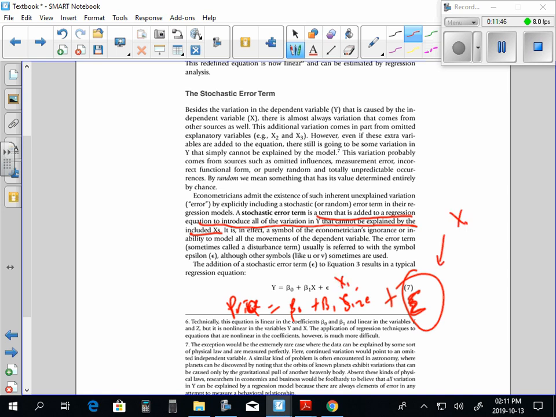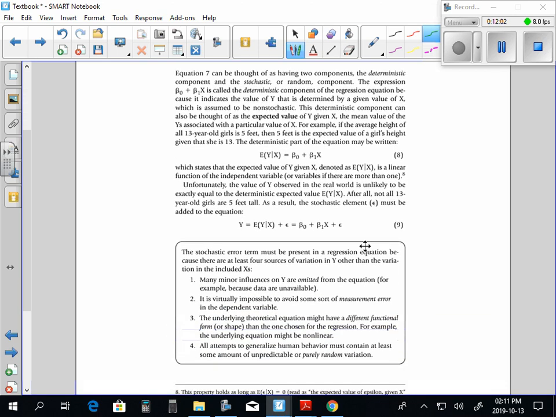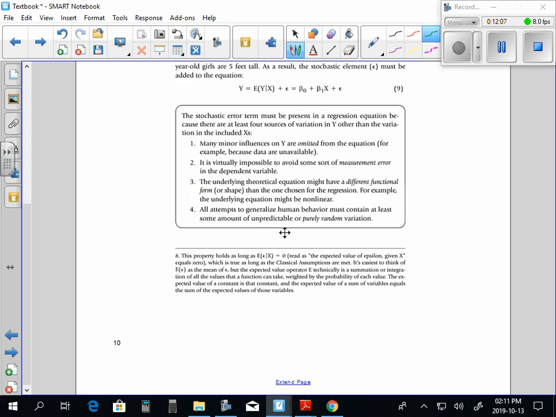This would be x1, x2, x3, x4, xn, and so on. We could have included them, but we did not. So we put in an error term to take that effect into account, all those ones that we did not include, or any other explanations that we can have explaining the price of a house. The stochastic error term must be present in a regression equation because there are at least 4 sources of variation in y other than the variation included in x. So that is the reason why we are going to have a stochastic error term.